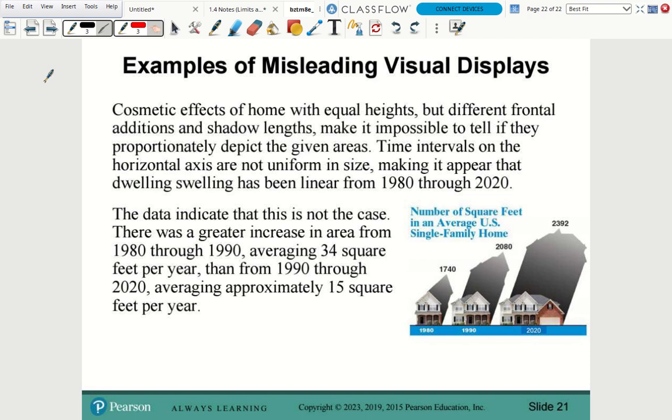If you look at the little shadow to go along with it, the shadows make it look like it's going up like that, right? But the shadow's really not helping it. Too much cosmetic effects. Data indicates that this is not the case. There was a greater increase in area from 1980 to 1990, averaging 34 square feet per year. From 1990 through 2020, averaging approximately 15 square feet per year.